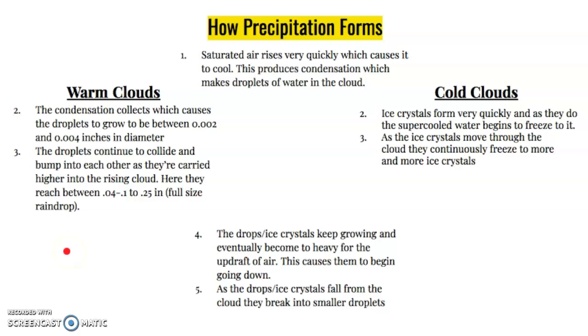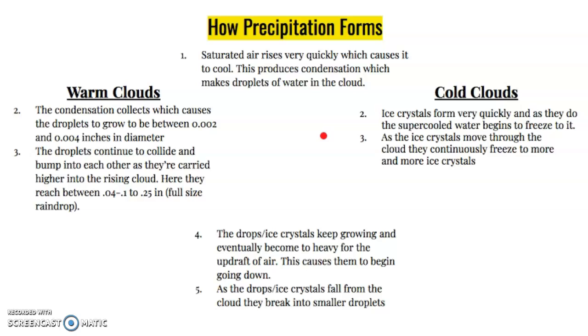bump into each other, and they're carried higher into the rising cloud. Here they can reach between 0.04 and 0.1 to 0.25 inches. So 0.04 to 0.1 at its smallest, which is bigger than what it started out at, to 0.25, which is pretty significantly higher than 0.04.